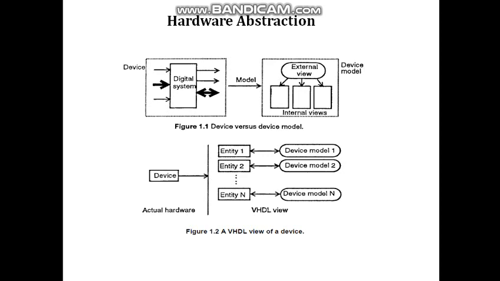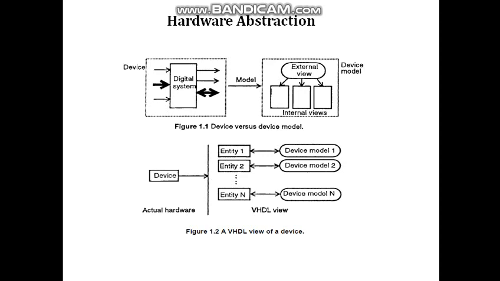In VHDL, each device model is treated as a distinct representation of a unique device. It is called an entity. Here you observe the different types of entity. So what exactly does entity mean? Each device model is treated as a different representation of a unique device, and that different representation is called a different entity.